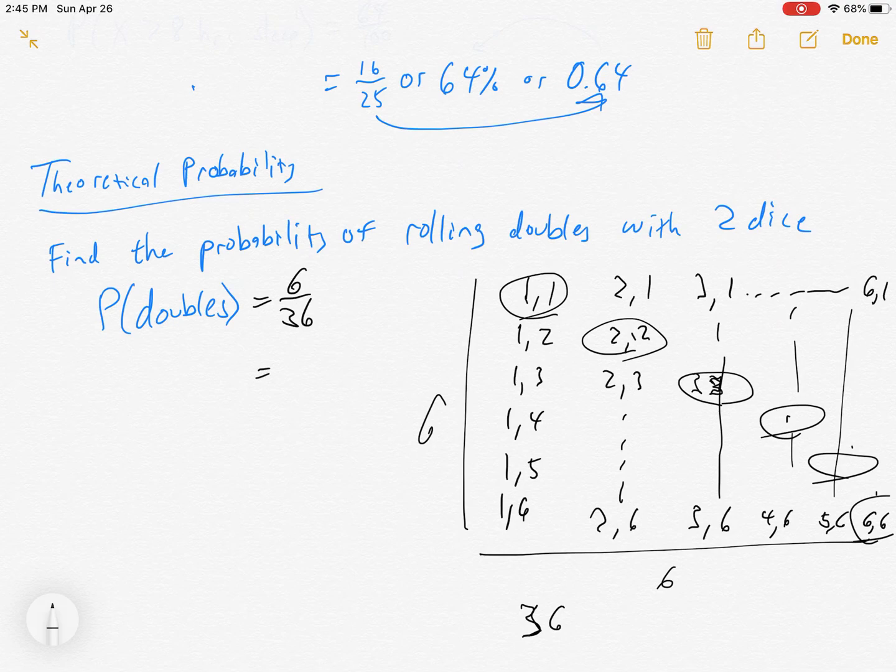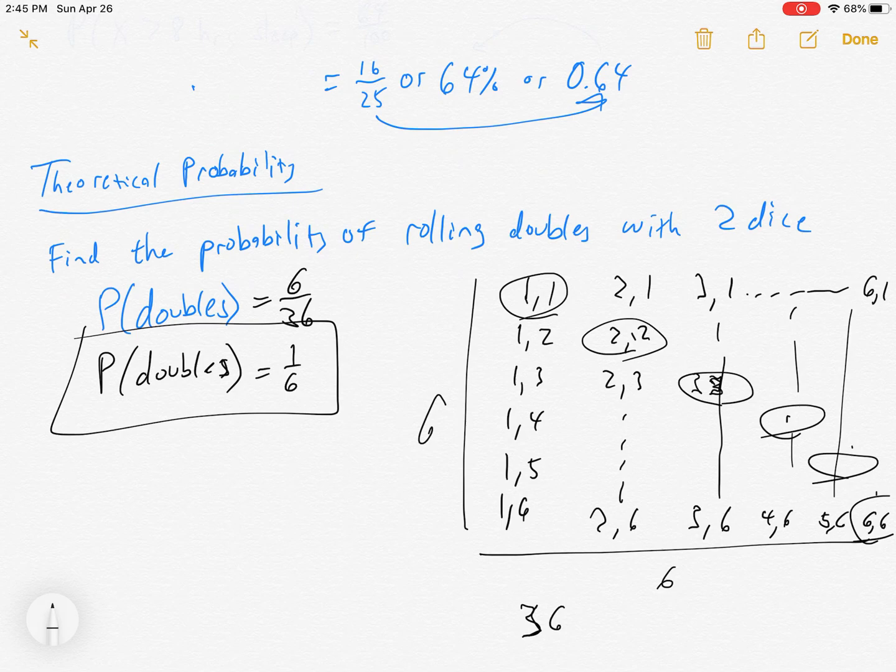Now, how many of those are doubles? Well, there's 1, 1. There's 2, 2. 3, 3 would be here. 4, 4 would be here. 5, 5 would be there. 6, 6. There's 1, 2, 3, 4, 5, 6. 6 out of 36, which reduces to 1/6. And there we go. That is a theoretical probability.